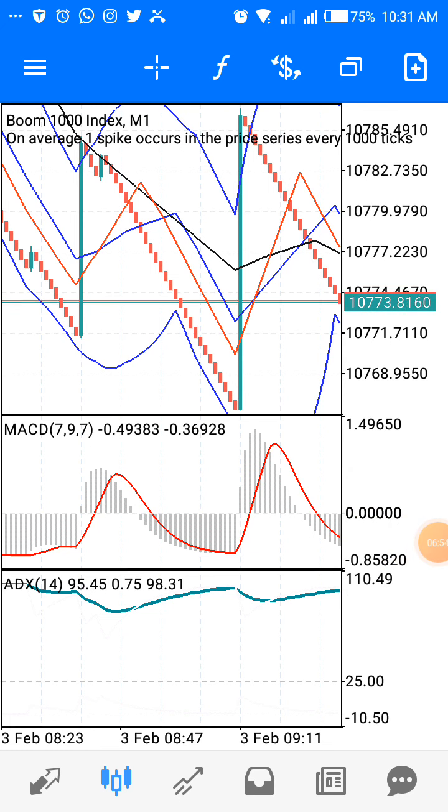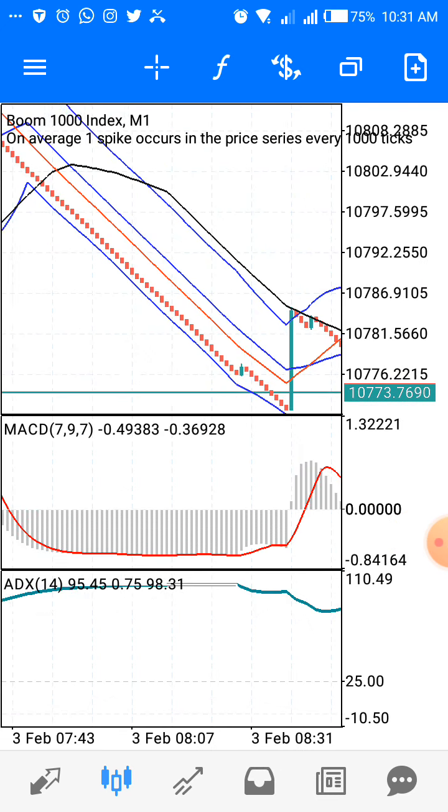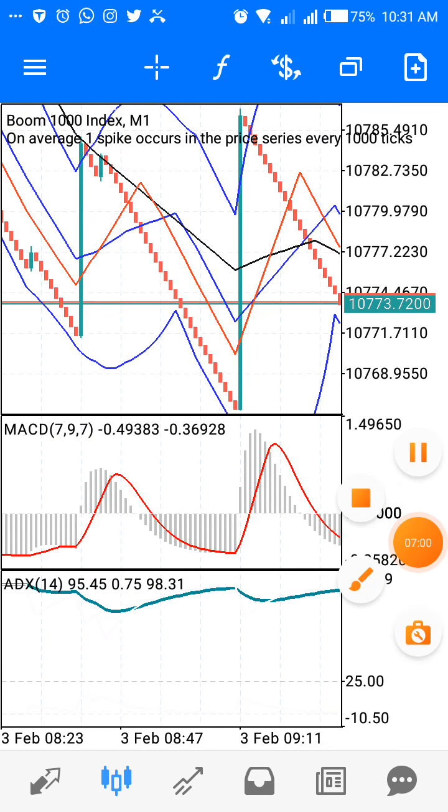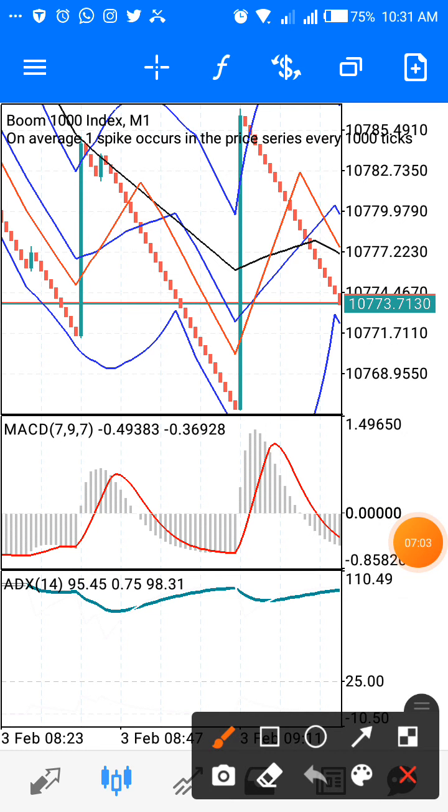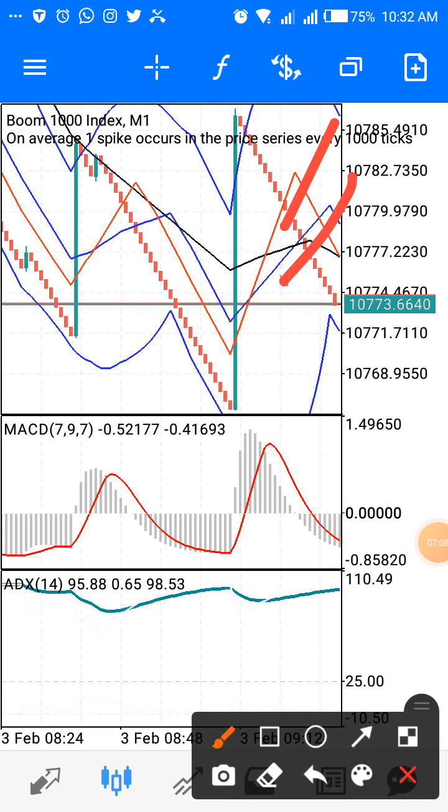Whenever you see our 48 moving average, once this red line crosses, this blue line also crosses, and the black crosses, it's going to tell us that it's going to buy for a long time, because they have all successfully crossed the candles. So it's going to sell for even up to 5-10 minutes.